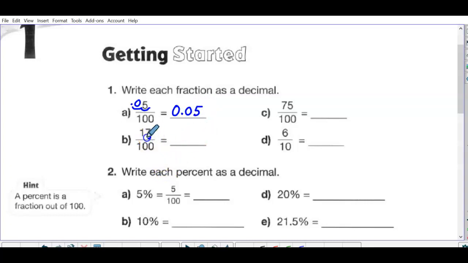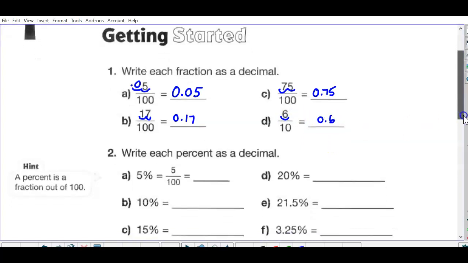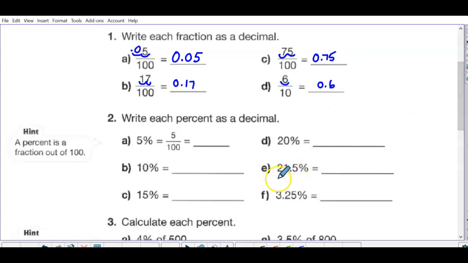Next one, moving the decimal 2 to the left, so 0.17. Here, decimal 2 to the left, 0.75. Here, decimal 1 to the left, 0.6. Really, that's to help us with percents. So in the next question, write each percent as a decimal.